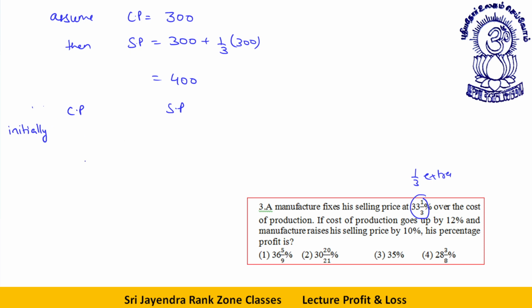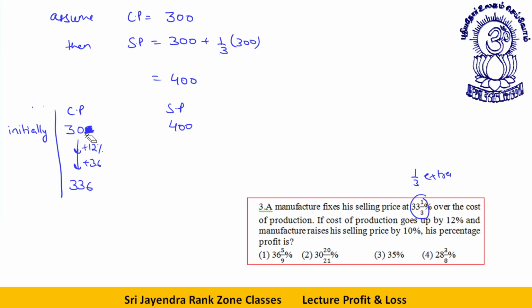Initially, the CP was 300 and SP is 400. Now what happens? Cost of production goes up by 12%. CP becomes 12% extra. What is 1% of this number? What is 10% of this number? This is the 10%. What is 1%? Remove one more zero. So what will be 12%? 12% will be 36. So the new CP will become 336.